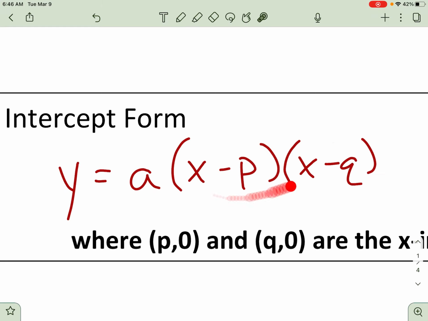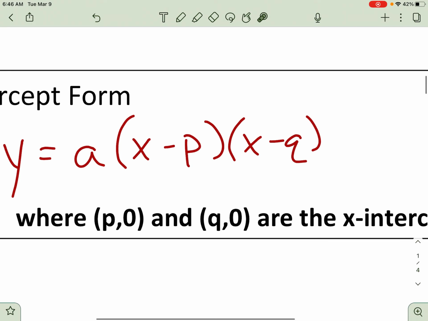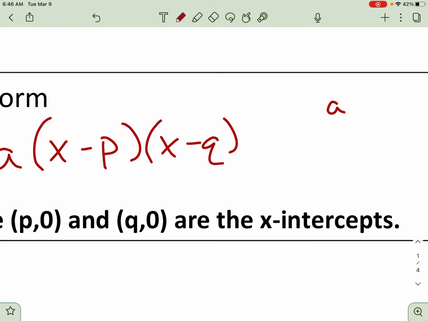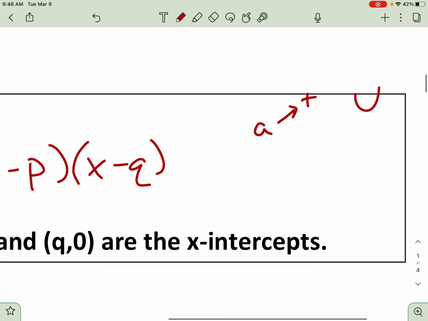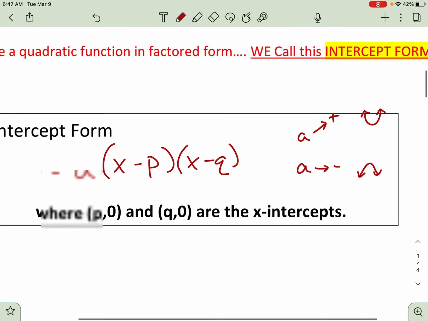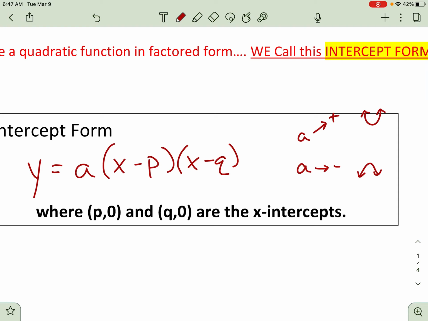So basically, you take the two intercepts. This a value out front, okay, is usually like a stretch or a compression, and it can also be positive or negative. So if a is positive, right, then it's up. If a is negative, then it's down. Okay, so if there's a positive out front, it's facing upwards. If it's a negative out front, it's facing downwards.